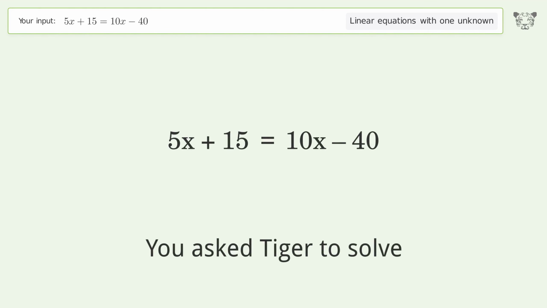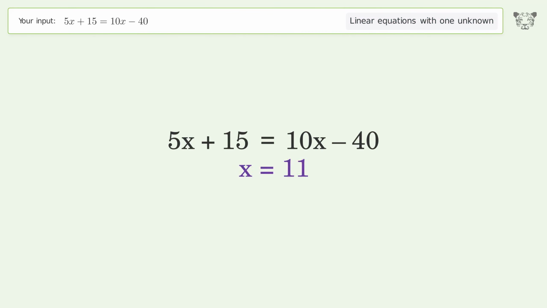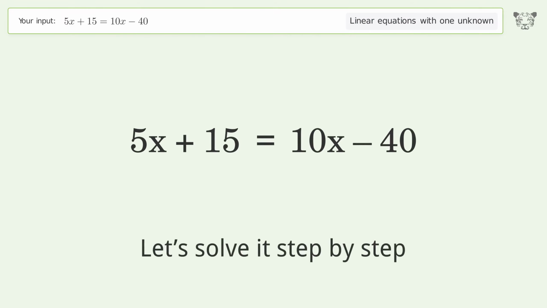You ask Tiger to solve. This deals with linear equations with one unknown. The final result is x equals 11. Let's solve it step by step.